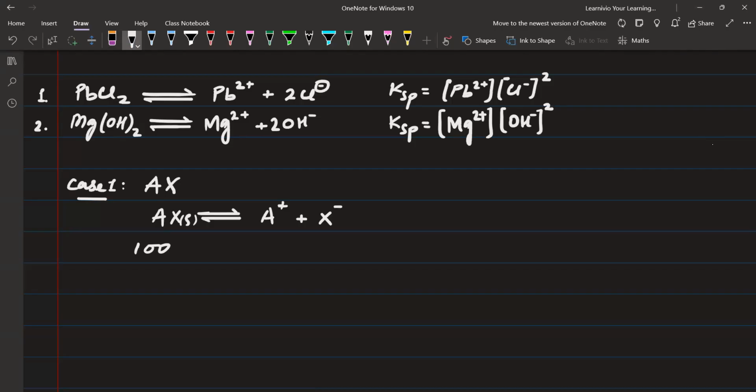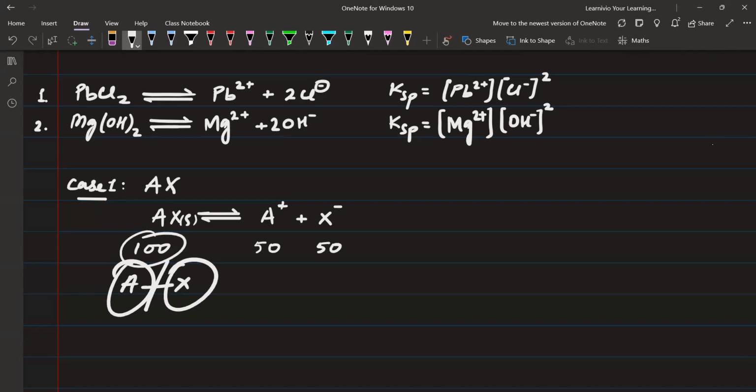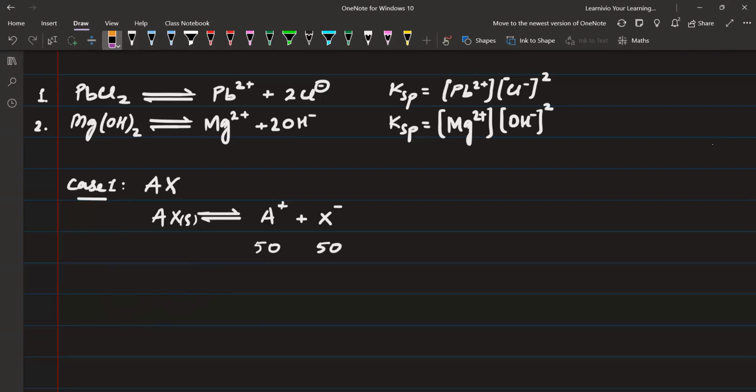ठीक है. Let us suppose we get 50 A positive. तो इस 100 में से 50 टूटा होगा. 50 would have been broken. Yes and no? Yes, sir. So if I get 50 A positive, I will get 50 X negative also, because 50 of the AX has been broken. So when AX will break, it will get the same. जितना A टूटेगा उतना X भी टूटेगा. आ रही है बात समझ में? Yes, sir. Makes sense now. So if the amount of A positive in the solution is S, the amount of X negative will also be S. Does this make sense?